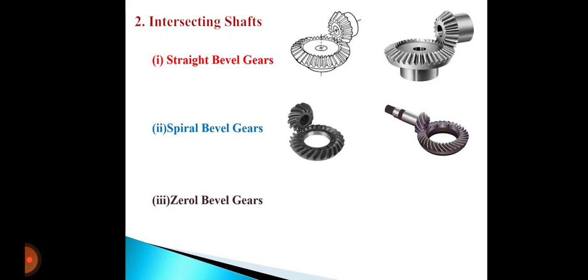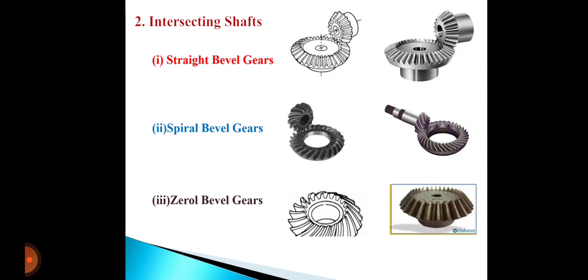Now, zero bevel gears, as shown in the diagram. Zero bevel gears are spiral bevel gears with curved teeth but with a 0° spiral angle, shown in this diagram. So, all these are used to transmit rotary motion between intersecting shafts.